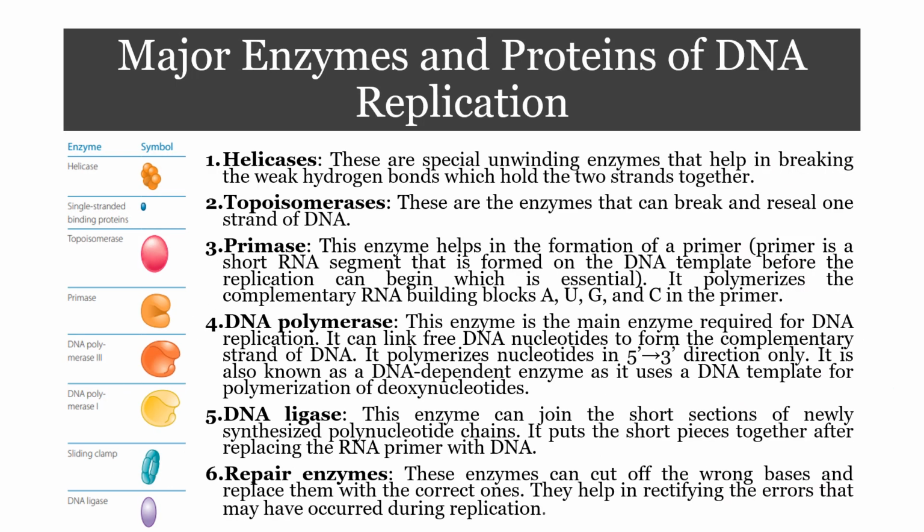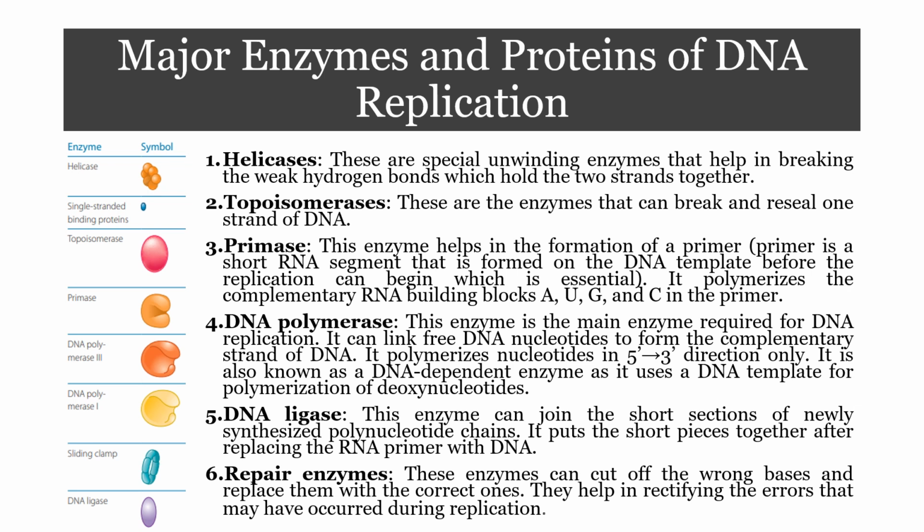Then we have the major enzymes and proteins of DNA replication. Number one is helicase. These are special unwinding enzymes that help in breaking the weak hydrogen bonds which hold the two strands together. Topoisomerases are enzymes that can break and release one strand of DNA. Then we have primase. These enzymes help in the formation of the primer.